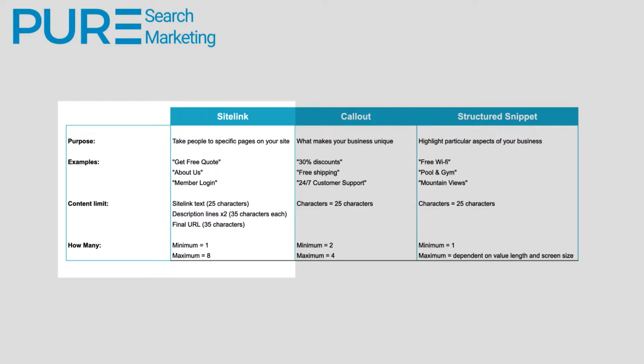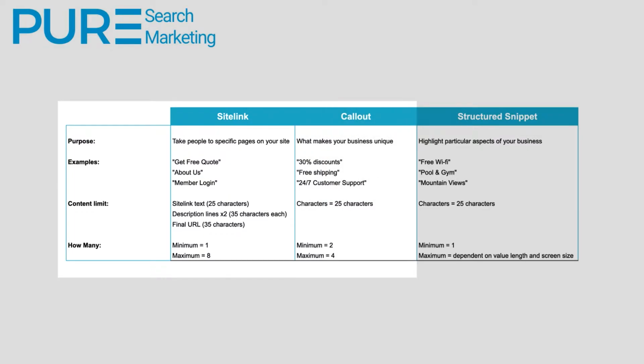How many of these can you use per ad? Well, you've got a minimum of 1 and a maximum of 8. So you can really go to town with as many site links as you need. Now, it's important to note that Google won't show all of your site links. They will rotate them, and they will start to show the ones which are engaging your users more frequently over time. So that's the site links.